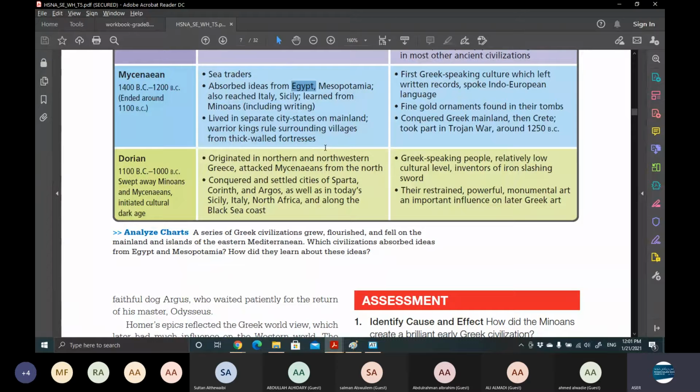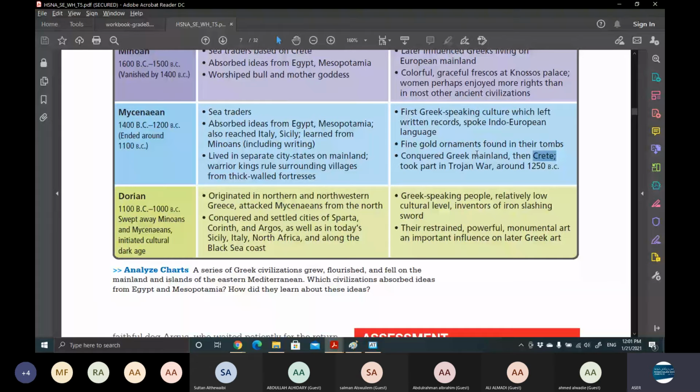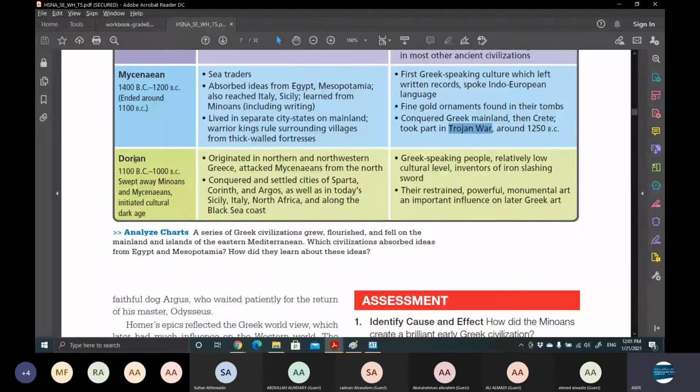And they conquered also the Greek land, then Crete itself, which the Minoans lived in, and took part in the Trojan War around 1250 BC. The Dorians, which had the Trojan War with the Mycenaeans, came from 1100 BC until 1000 BC. They swept away the Minoans and Mycenaeans and initiated the culture of the Dark Ages.